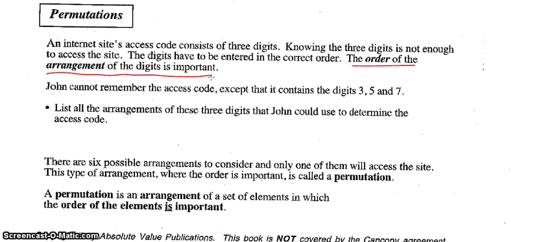The example is an access code. You need an access code to open your iPhone. Let's say you enter 357. Entering 357 and 537 are different access codes. The order matters here, so this kind of question is a permutation question. Whereas in a combination question, which you will see two lessons later, the order doesn't matter.